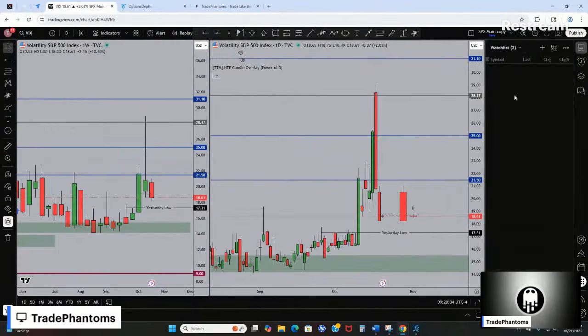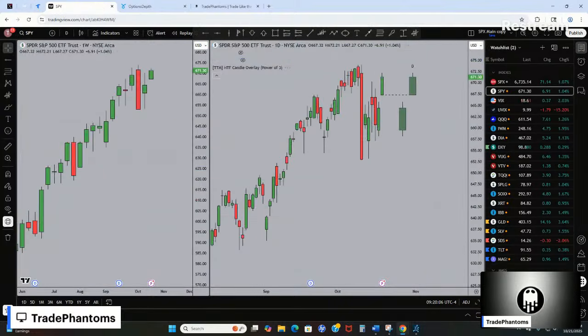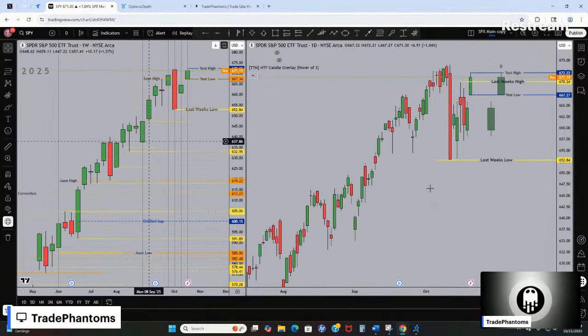We got SPY. Weekly chart on the left, daily on the right.